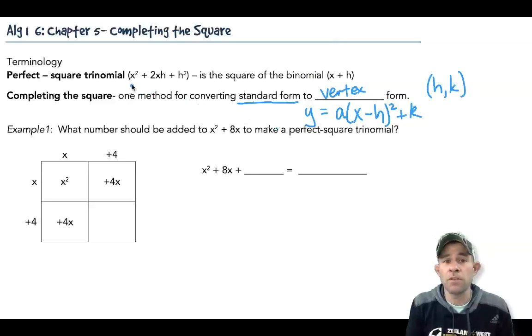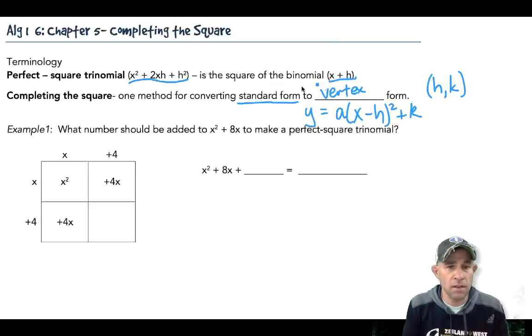It's going to help us to write a perfect square trinomial, in which there are three terms, 1, 2, and 3, and that's essentially the square of a binomial, (x plus h) squared. Let's take a look at this first example here. It says, what number should be added to x squared plus 8x to make a perfect square trinomial?